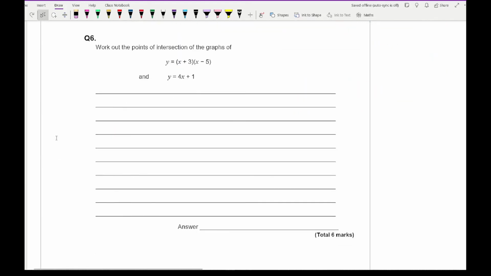Moving on to question 6, it says work out the points of intersection of the graph. So again, this is basically saying that we need to write our answers as coordinates. Would you lose marks if you didn't? I'd probably have to look at the mark scheme, which is included in the question sheet. But I know that we do need to write coordinates, so that's what I'm going to go for.